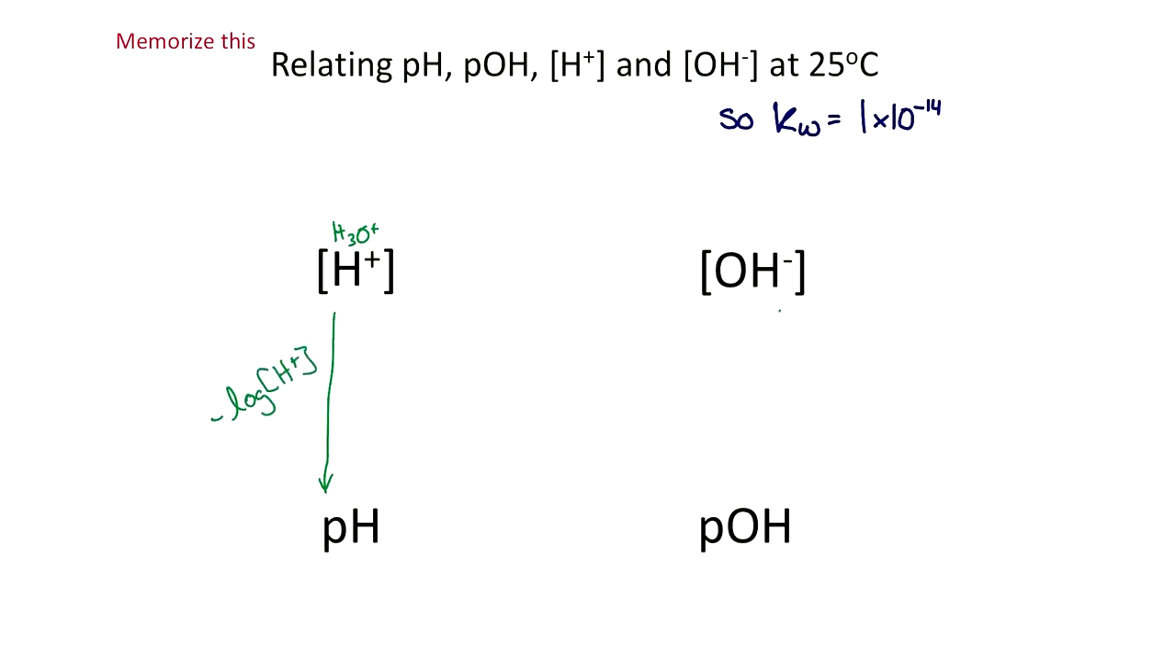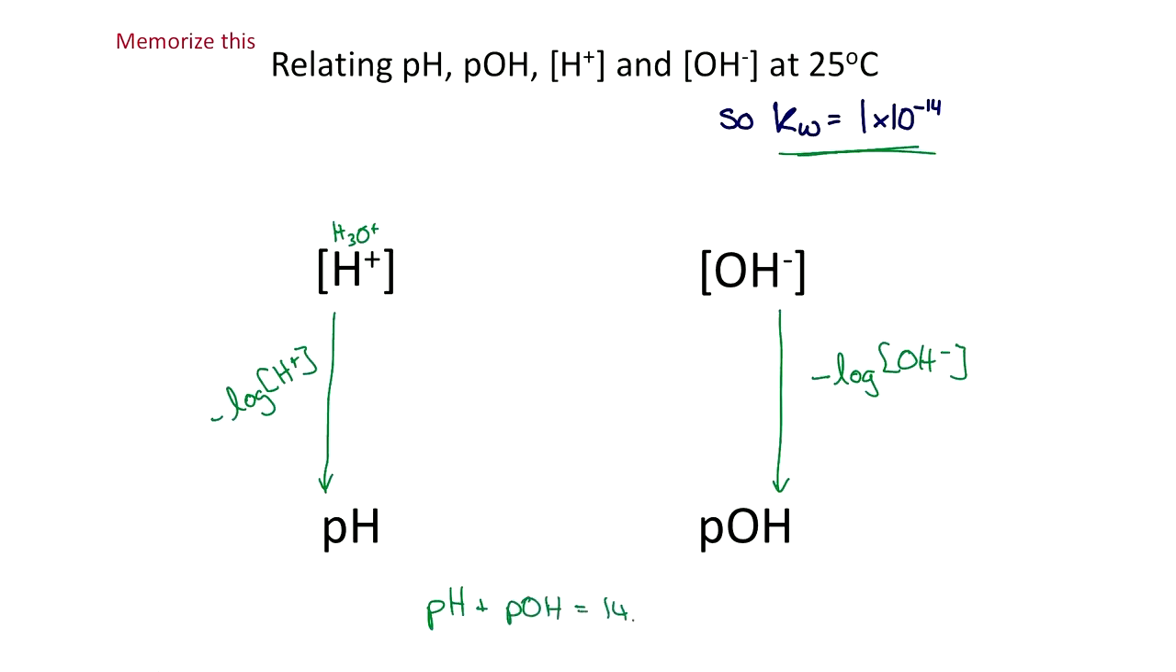How do we go from hydroxide to pOH? The same thing, negative log, but you want to take the hydroxide concentration. That's how we get our pOH. All right. At 25 degrees Celsius, so Kw is 1 times 10 to the negative 14, how are pH and pOH related? How are these two things related at 25 degrees? They add up to 14.